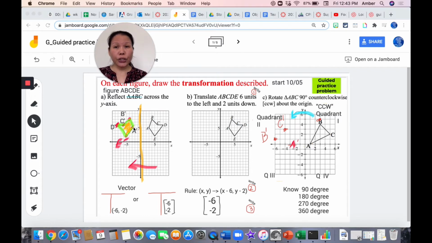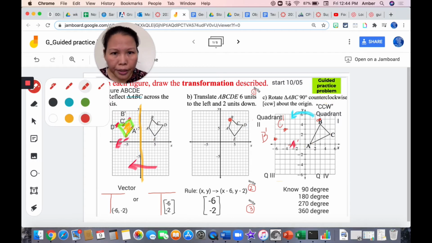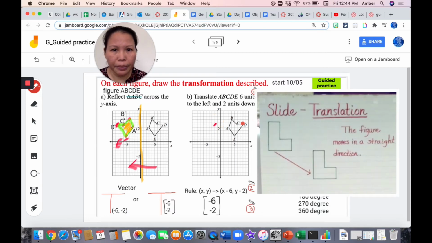Let's begin translation. Moving 6 units to the left, 2 units down, and we are going to translate all 5 of those points A, B, C, D, E. They start with any point. 1, 2, 3, 4, 5, 6, and then 2 down. My B prime is going to be right there. So 6 units to the left for the A. Starting on A pre-image, I count 1, 2, 3, 4, 5, 6, and then 2 units down.